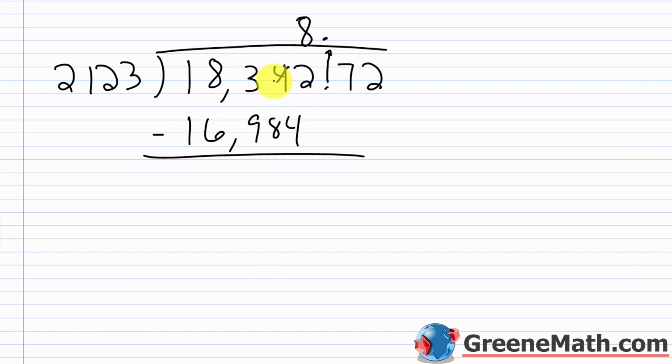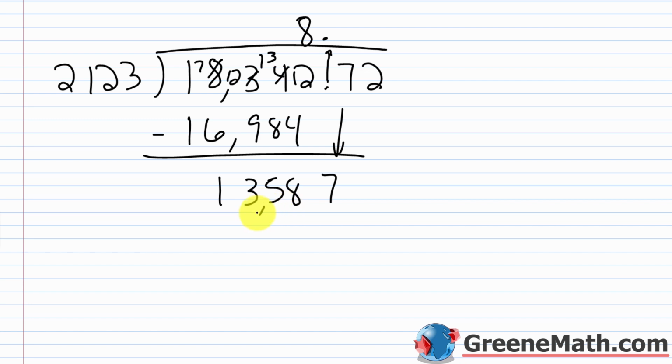And I'll need to borrow here. This will become 3, then 12. 12 minus 4 is 8. We'll borrow again. This will become 2. This is 13. 13 minus 8 is 5. We'll borrow again. This will become 7. This will become 12. 12 minus 9 is 3. 7 minus 6 is going to give me 1. And then 1 minus 1 is 0. So I get 1,358. And I'm going to bring down my 7.